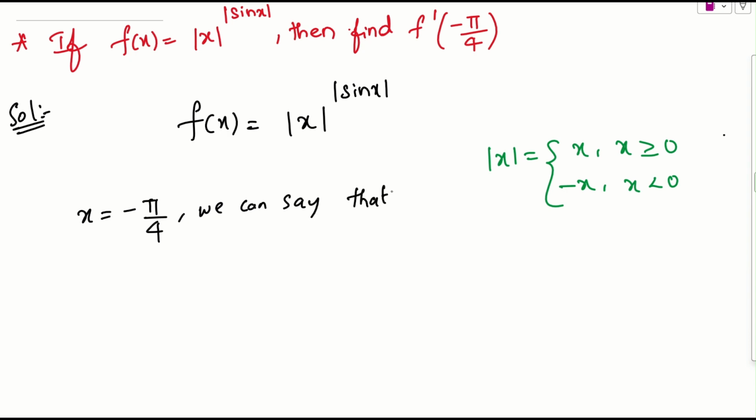we can say that x is tending to negative pi by 4. So we can say that f of x value, mod x will be minus x. I'll be writing the same thing here. This is our minus x, agree? Yes. And raised to the power, what we are having here, this is minus sin x. Is it okay? Yeah. If you have any doubts, just let me know.